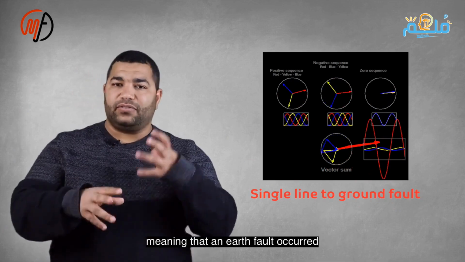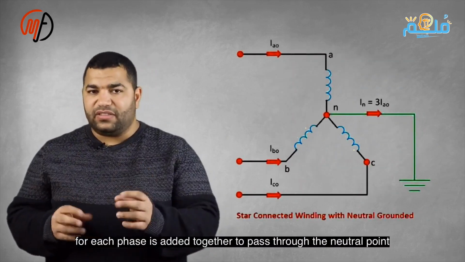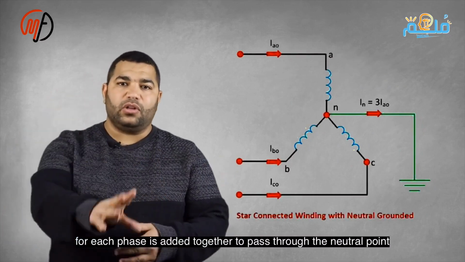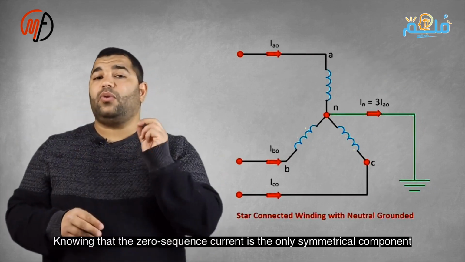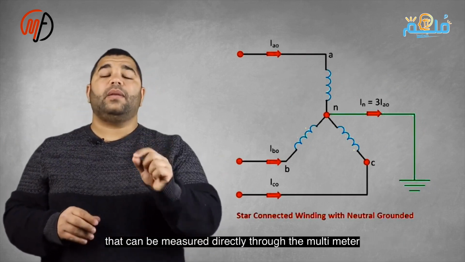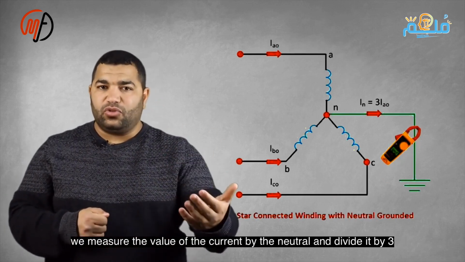It shows up in specific cases only, where it's called this because usually the sum of the three currents at a point equals zero, and an earth fault occurred where zero sequence current for each phase combines to pass through a point to the neutral. Note that zero sequence current is the only symmetrical component measurable directly with a multimeter, so we measure the neutral current value and divide by 3.